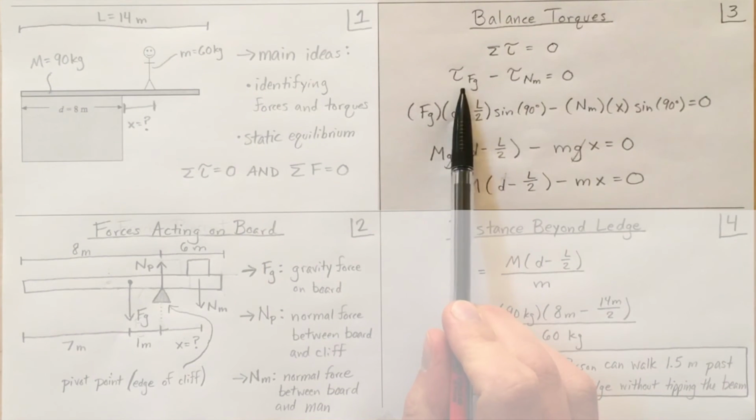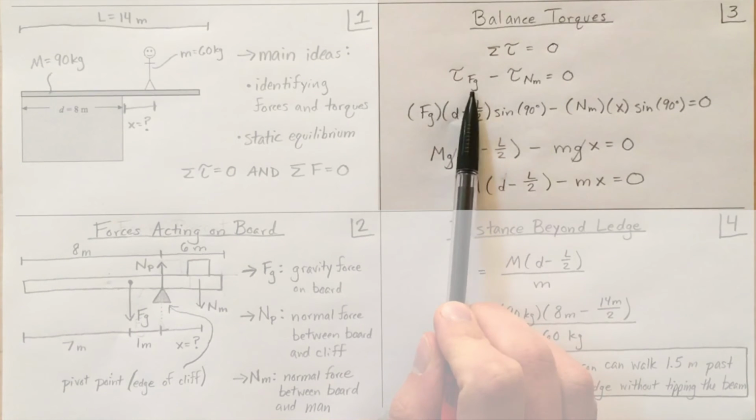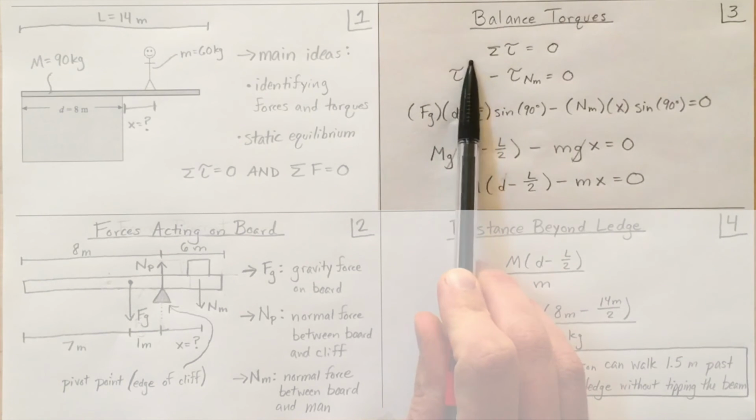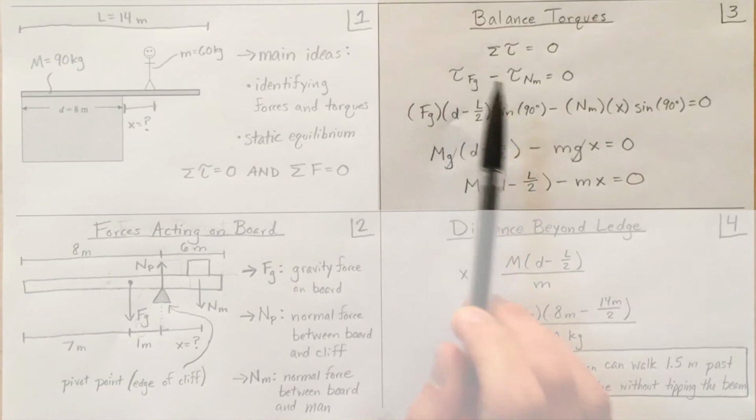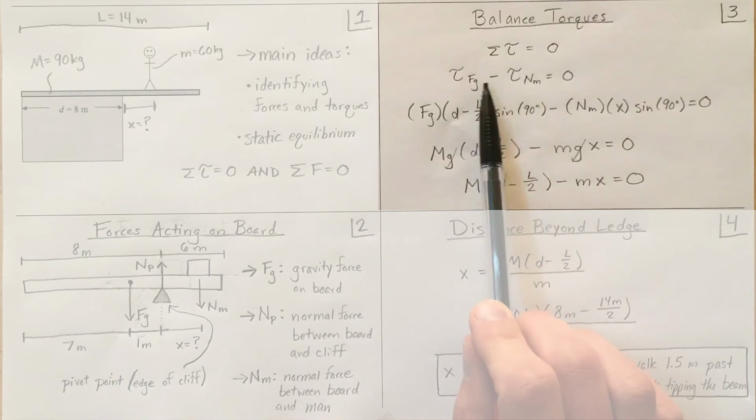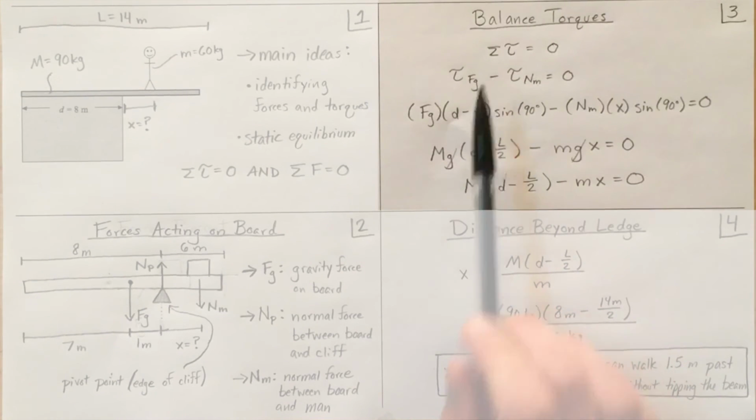Using the right-hand rule, we see that the torque produced by the gravity force causes a rotation in the counterclockwise direction. So, by convention, this torque is positive. Conversely, the torque produced by the normal force from the man produces a rotation in the clockwise direction, so by convention, this torque is negative.